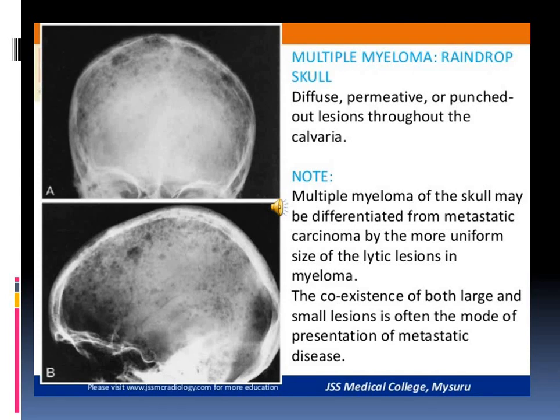Sometimes we can put forward a differential diagnosis, which is metastasis to the skull, but usually metastasis shows larger sizes and the lesions are not equal or near each other in size. So this can be an important description for both multiple myeloma and metastasis.